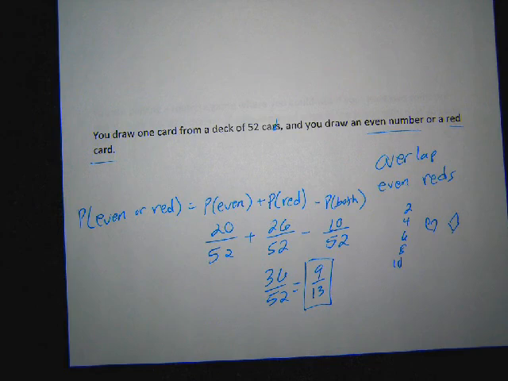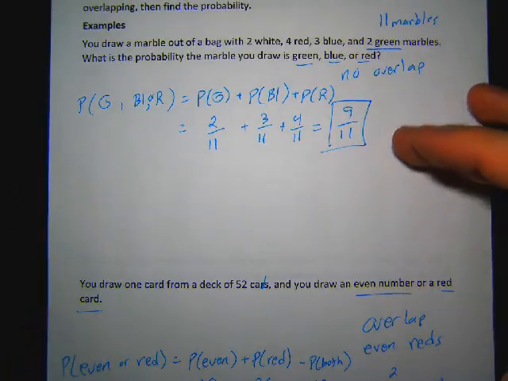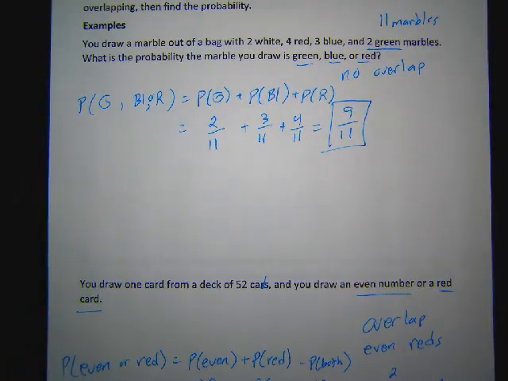There you go. So non-overlapping, overlapping. Big difference is if there's overlap, you have to do the subtraction step. If it's not overlapping, you don't have to worry about subtracting anything because there's nothing to subtract.